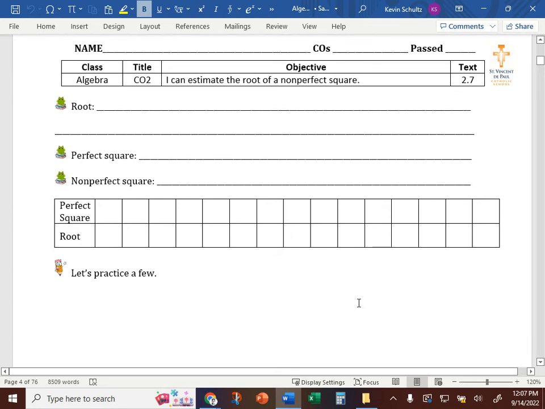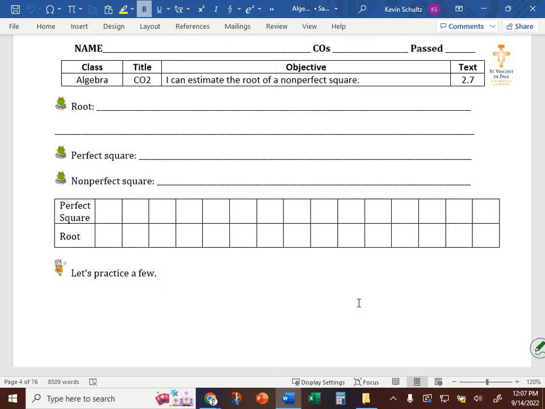We are moving on with CO2, not carbon dioxide, but estimating the root of a non-perfect square. You may remember this from last year. It was CO12 in pre-algebra. So you've done this before. What is a root? How would you define the root of a number?